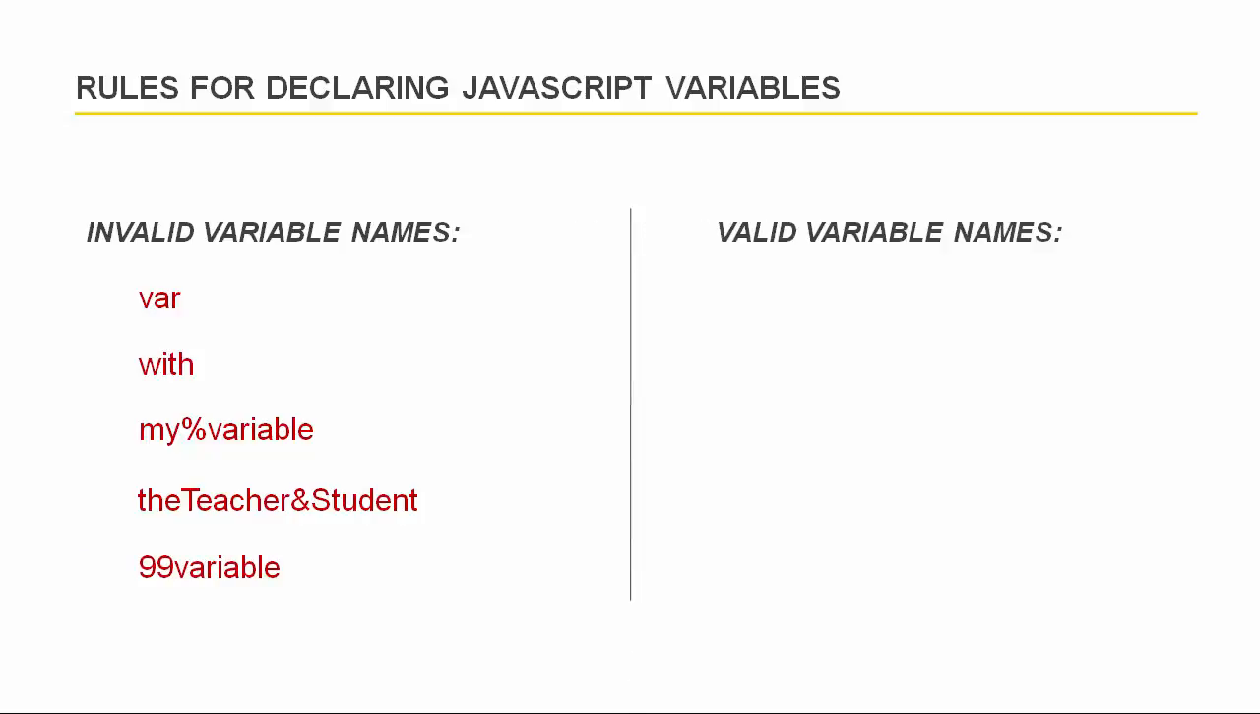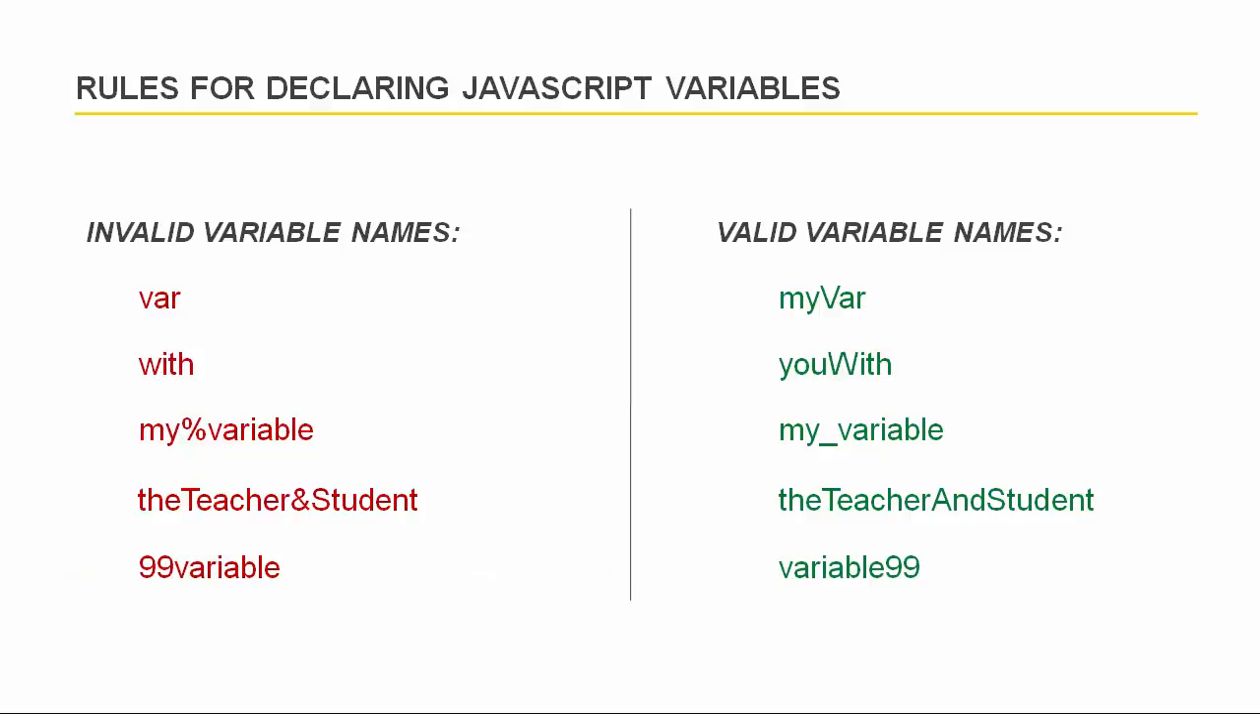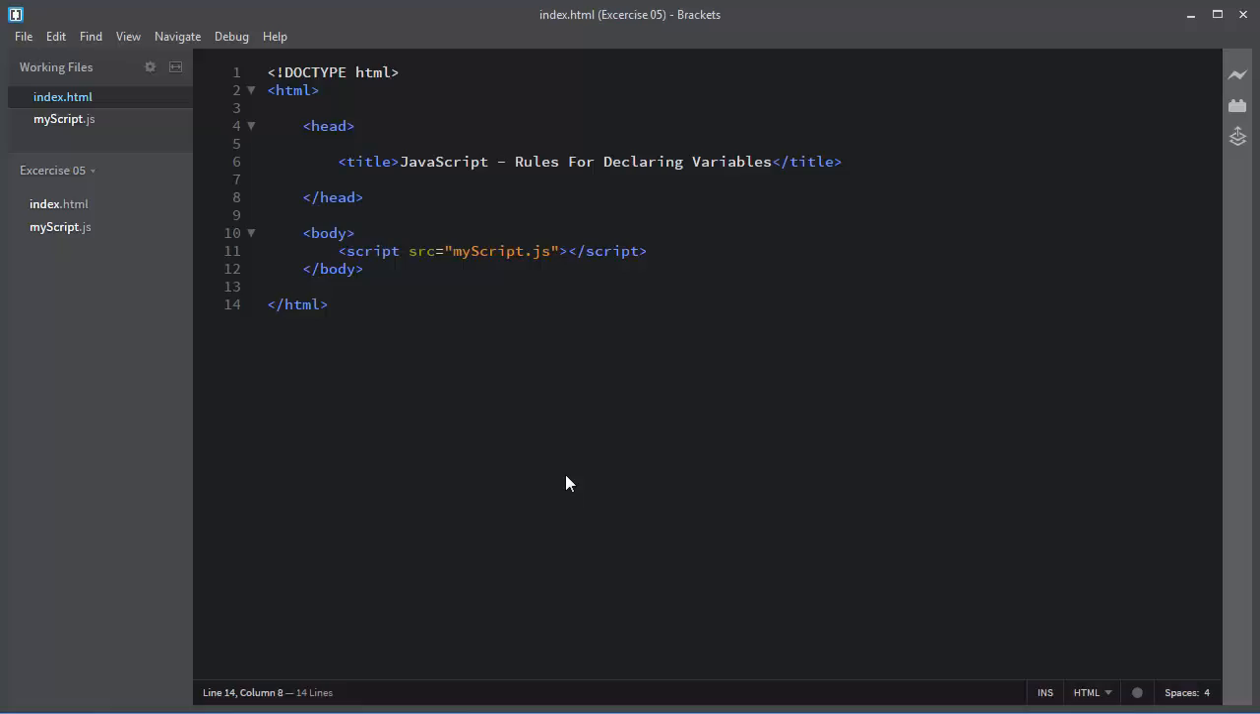Now have a look at valid variable names. You can give variable names like myVar, you with. You can use underscore for the variables. This teacher and student variable is valid, and you can add numbers to the variables but not at the beginning. Let me show you by doing some examples.